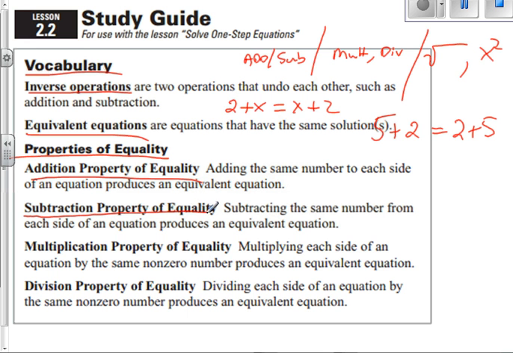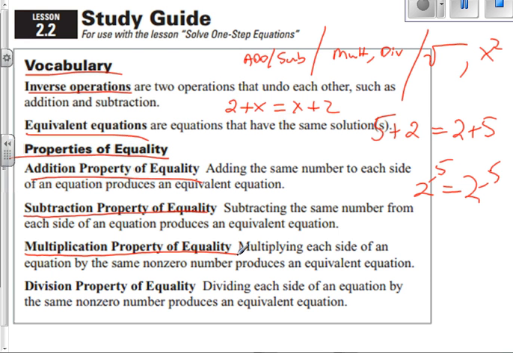Then you have the subtraction property of equality, and this would just be the inverse of adding. If you had 2 is equal to 2, then I could actually say 2 minus 5 is equal to 2 minus 5, and those actually are still equivalent. You're subtracting the same amount from both sides.